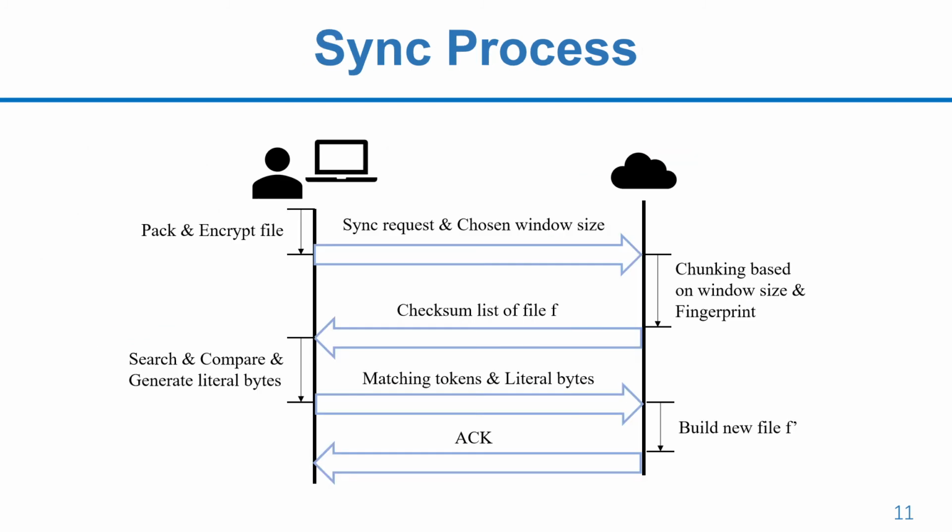Our sync process is shown in the figure. Firstly, the client pretreats files, including packaging and encryption. Then, the client sends the sync request and the selected window size to the server. The server divides the old file into chunks according to the window size, calculates the checksums, and sends the checksum list back to the client. The client sends the data to the server by comparing the checksums, and finally builds the new file on the server.